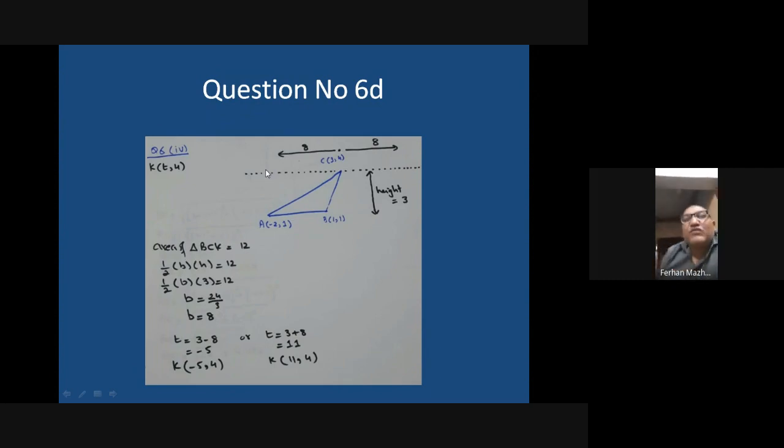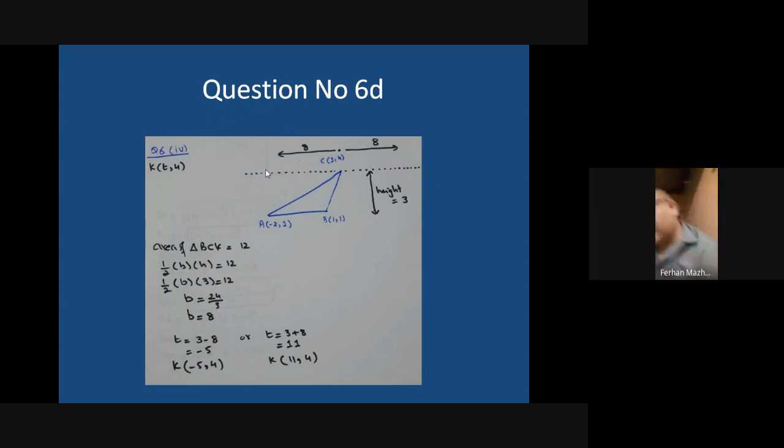If it is 8 steps towards the left of the C on this dotted line, then the coordinates of the t will mean the x coordinate of the C is 3. So from 3 subtract 8, and you get -5. So the K coordinates on the left side of the C will be -5 comma 4.